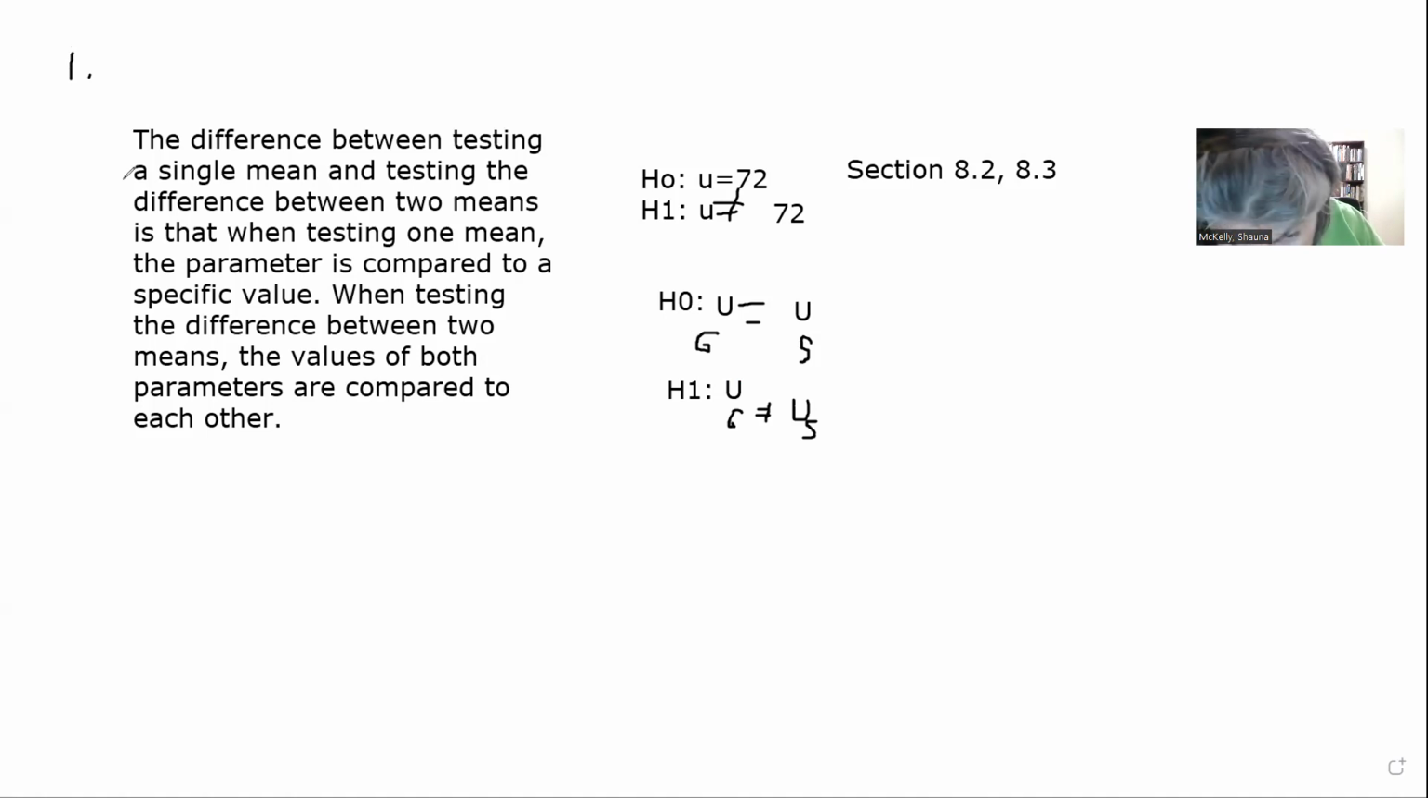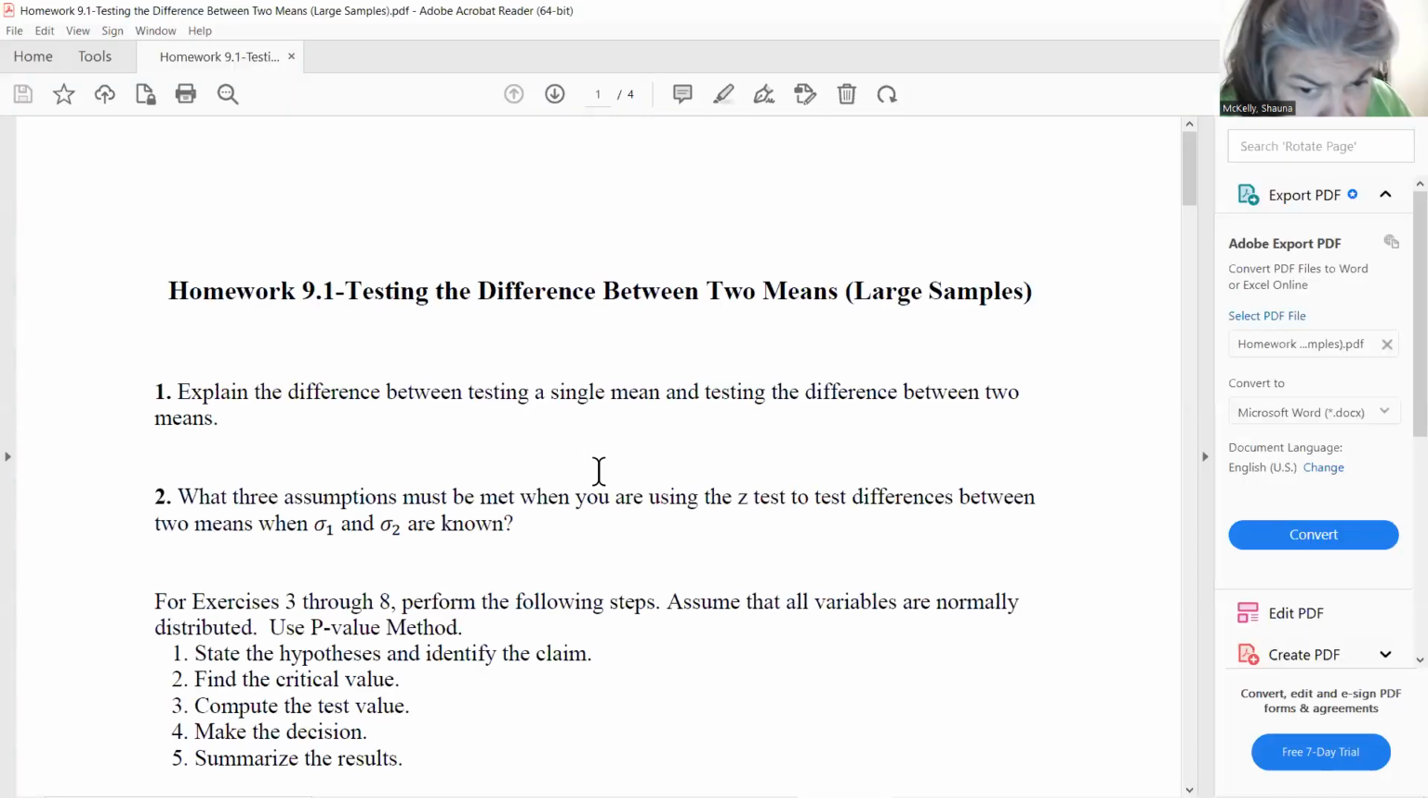Now we're going to go on and do question 2. Let me share the homework here. And we have another assumption. Question 2 says, what 3 assumptions must be met when you're using the z-test to test differences between two means when sigma 1 and sigma 2 are known?